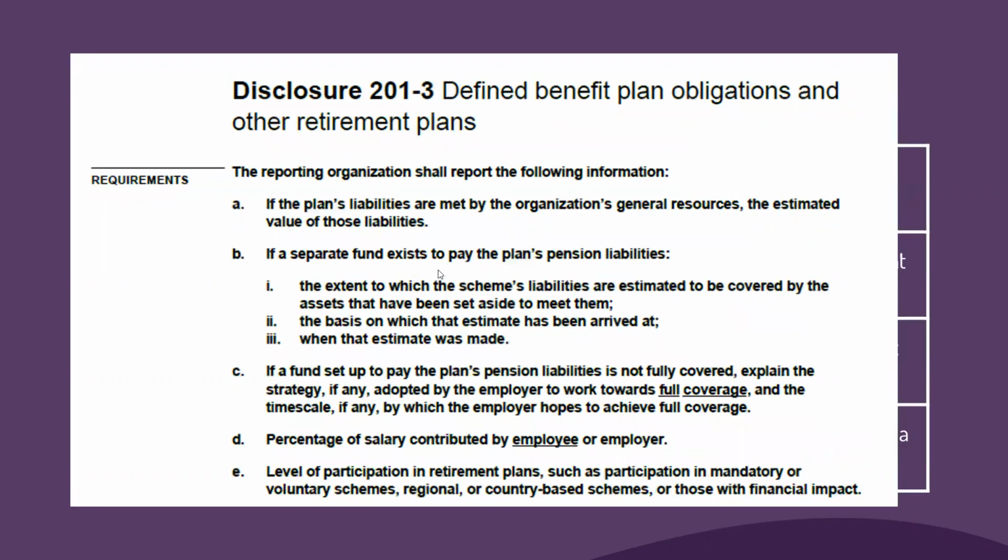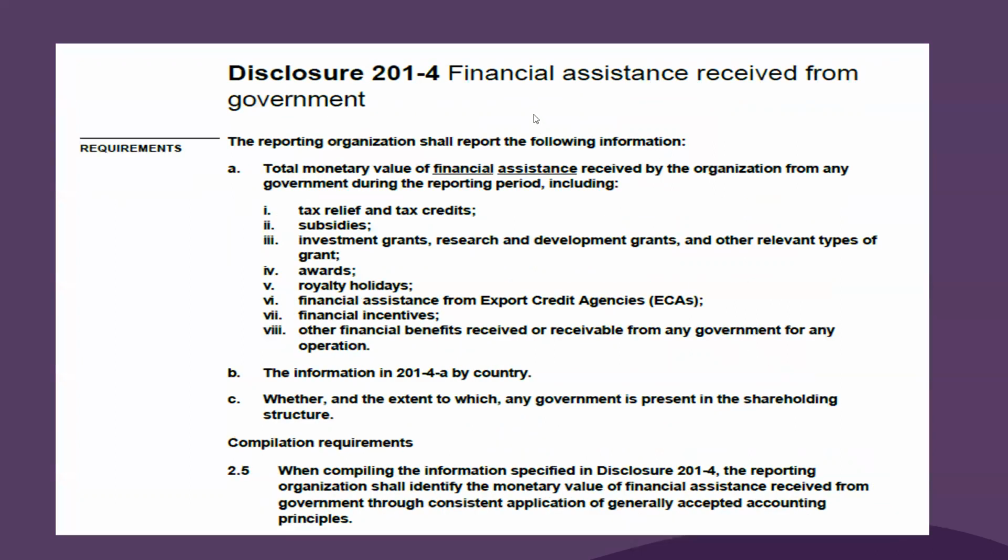Next, we have the defined benefit plan obligations and other retirement plans. So initially, we've talked about revenue, and now on the different operating costs. And that includes defined benefit plan obligations. So we have to include a disclosure in relation to those employee wages. Next, financial assistance received from government.